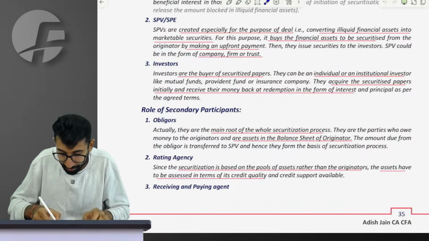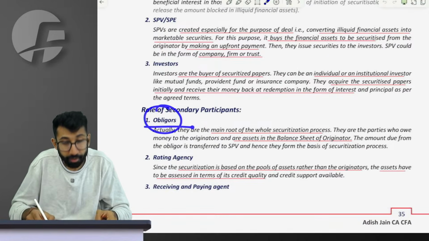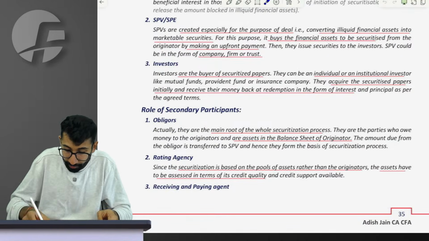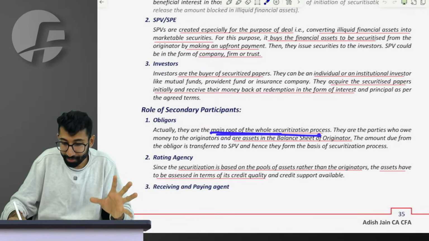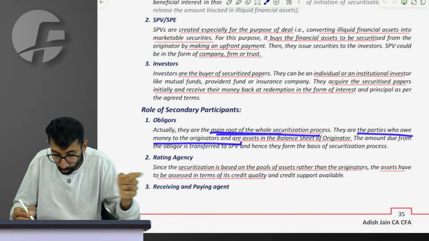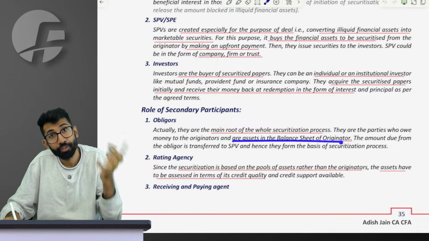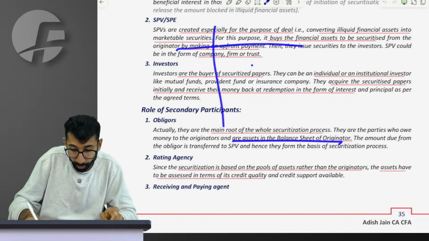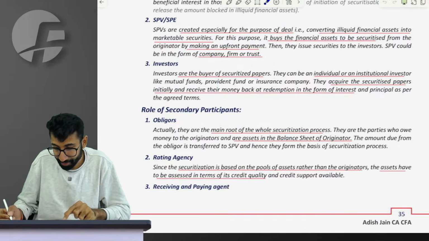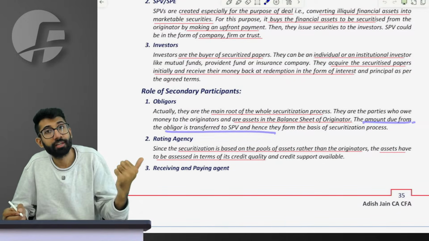Perfect. The secondary participants are the other people in the process. The obligors, the people who had borrowed, are the main root of the securitization process. They are the parties who owe the money, who have to pay the money to the originator. They are the assets in the balance sheet of the originator. If you imagine the originator's balance sheet, the loan receivables are the assets, right? The amount due from them is actually transferred to the SPV.